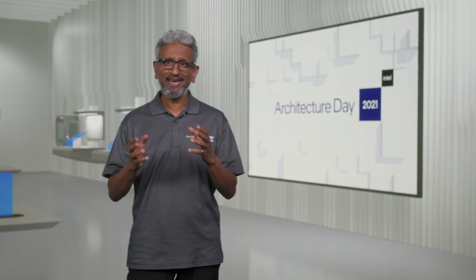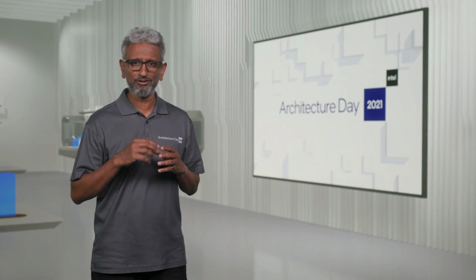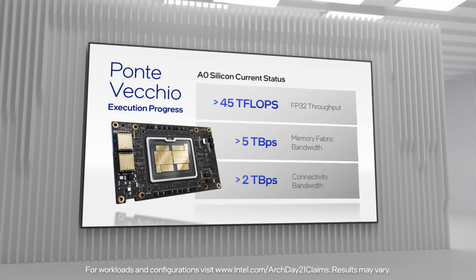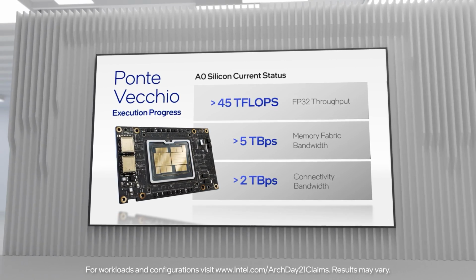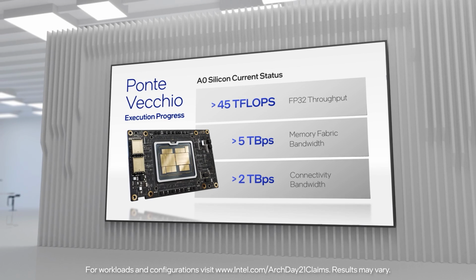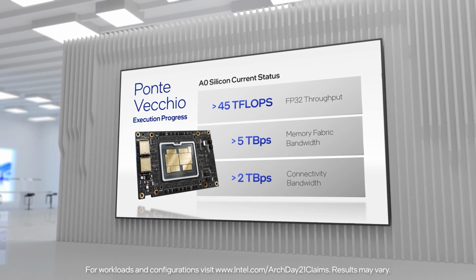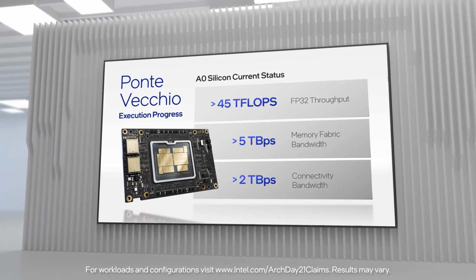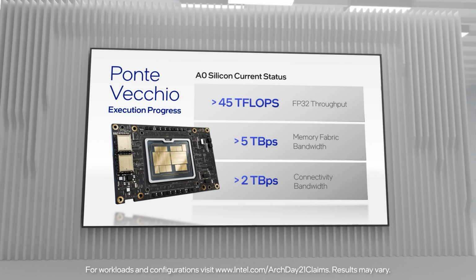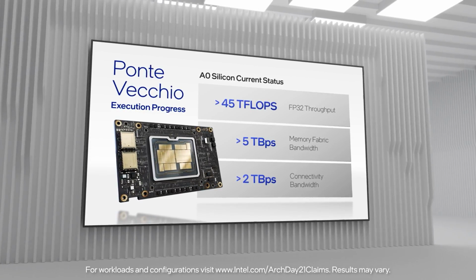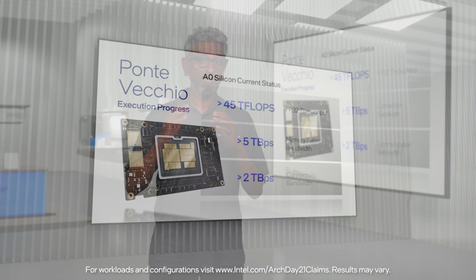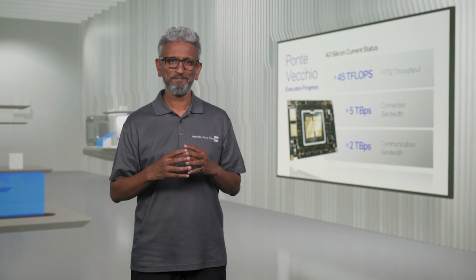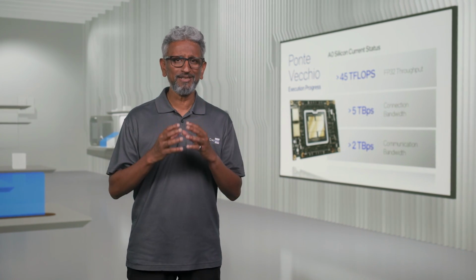That GPU Masuma handed me is A0 silicon, as she noted, which is our first stepping. It already produces greater than 45 teraflops of sustained vector single precision performance, validating that our compute tiles are healthy. We also measured greater than 5 terabytes per second of sustained memory fabric bandwidth, which validates our Foveros 3D packaging technology, and over 2 terabytes per second of aggregate memory and scale-up bandwidth, and this proves all our EMIB bridges are very healthy. And there is still more performance to be had.